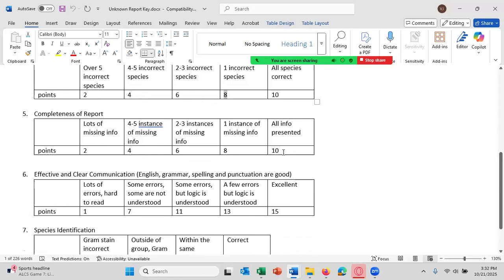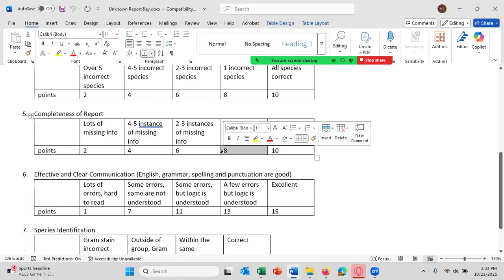Completeness of the report: all information is presented, 10 out of 10. One instance of missing info, 8 out of 10. Like if you don't have the table in the document, that'll be 8 out of 10. 2 to 3 instances of missing information, 6 out of 10.